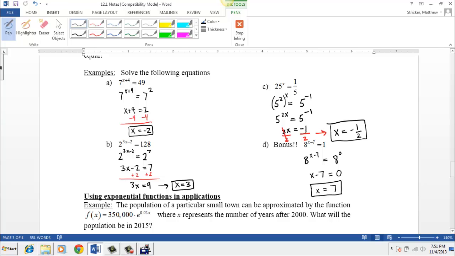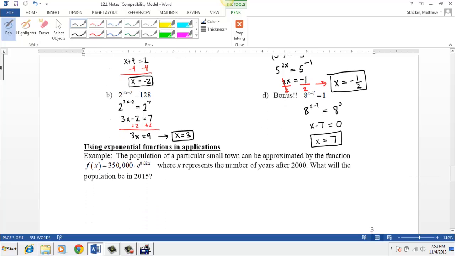We'll round up this section by doing an application of an exponential function. We talked before about exponentials being used in real-world applications. One of those is population growth, because typically populations can grow exponentially. So we have an example here where it says the population of a particular small town can be approximated by the function 350,000 times e to the 0.02x, where x represents the number of years after 2000. What will the population be in 2015?